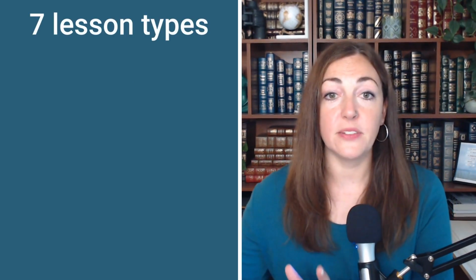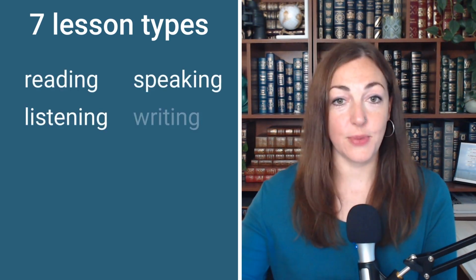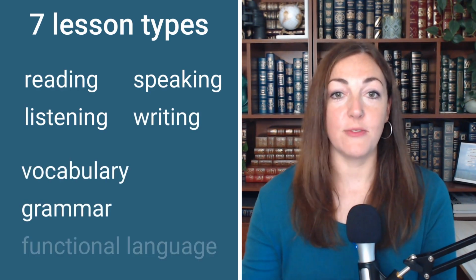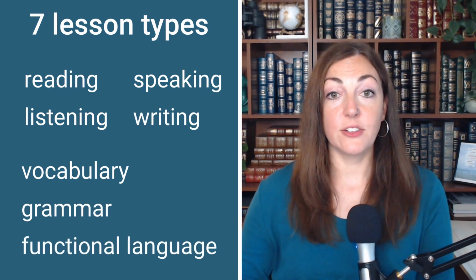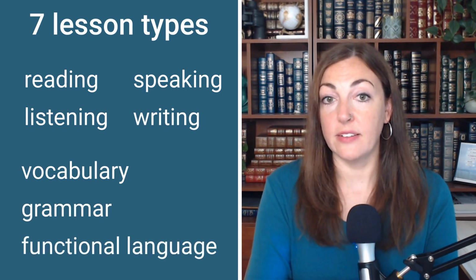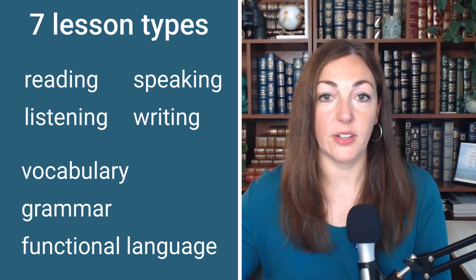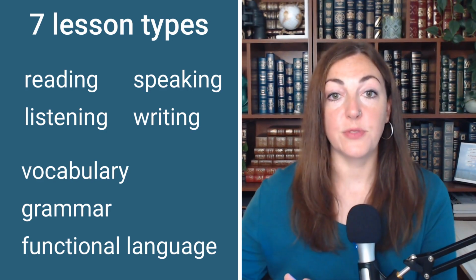So the first thing you need to understand about lesson frameworks is that the framework you use is determined by the lesson type. So in the previous video about having one clear aim or outcome, we talked about the fact that there are 7 different types of lessons you can teach when teaching English: reading, listening, speaking, writing, vocabulary, grammar, and functional language. So the first thing you'll do is choose one of those 7 to be the main aim or focus of your lesson, and then the framework follows from there.